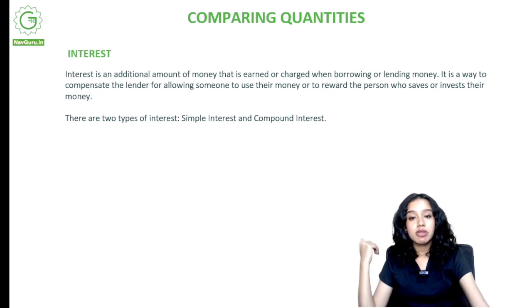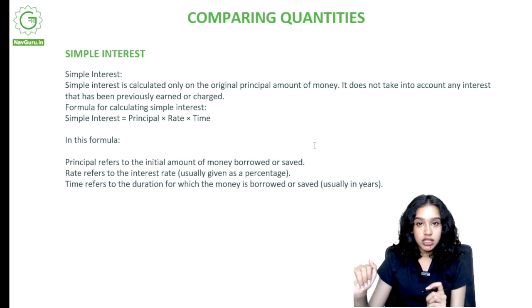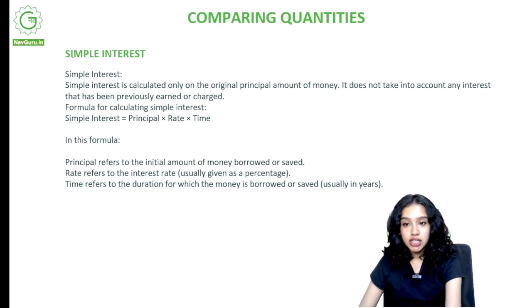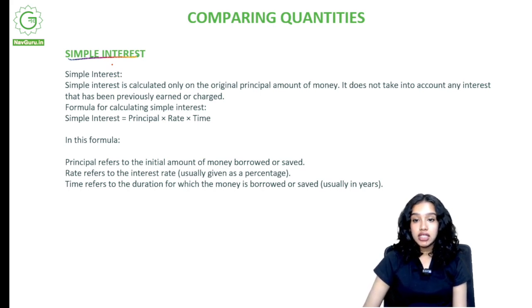So there are two types of interest. There is simple interest and then there is compound interest. Let's see what simple interest is right now. Simple interest is calculated only on the original principal amount of money. It does not take into account any interest that has been previously earned or charged.